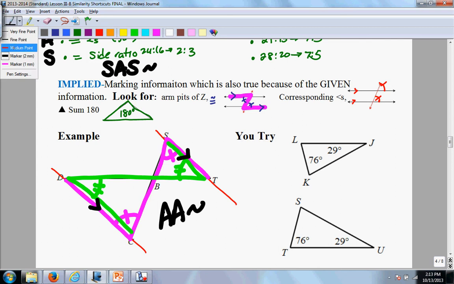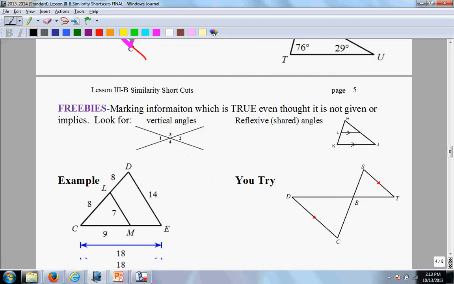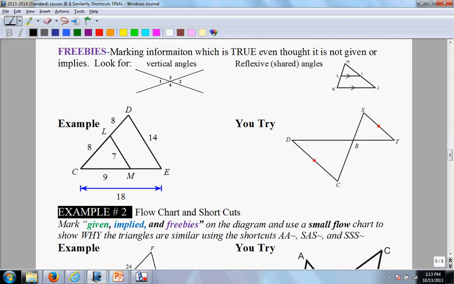Okay. The one on the right, you should have caught the fact that triangles add up to 180. And you should have found here that this is 75 degrees and this is 75 degrees. And the fact that now we have all three angles congruent, so we know that this is also angle-angle similarity. So again, implied information is that which is true because of the given. That's implied. Given, implied. The last one you need to watch out for is what I call freebies.